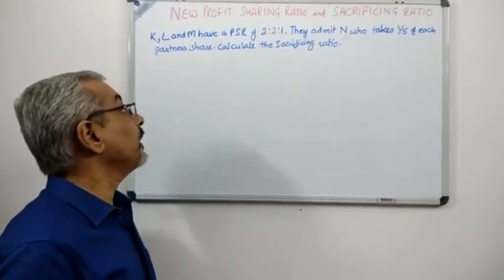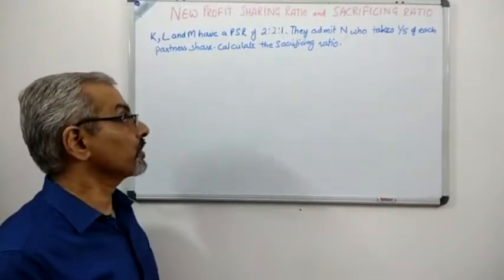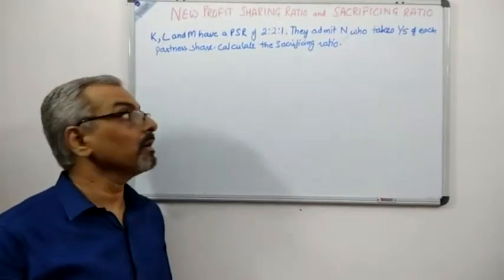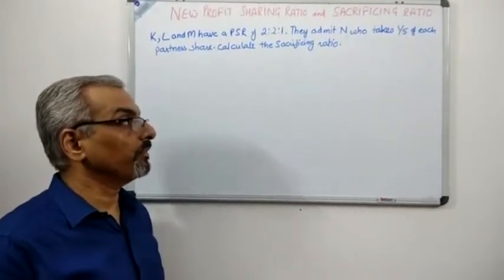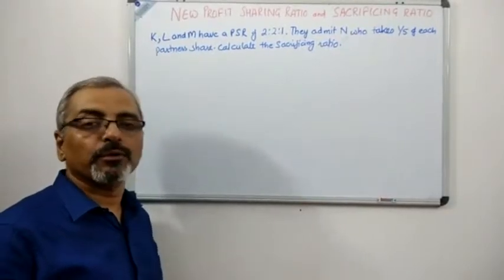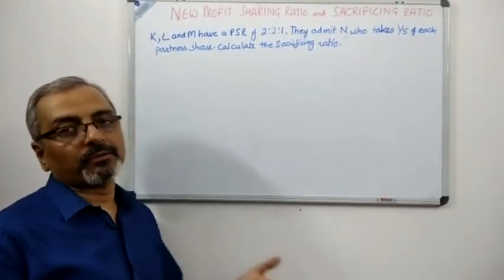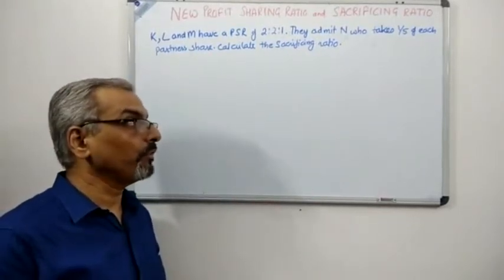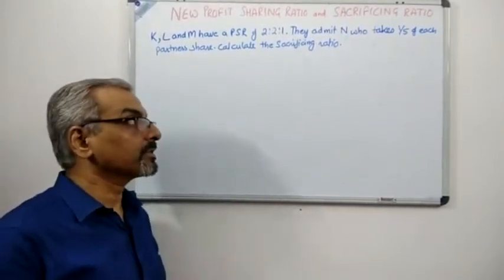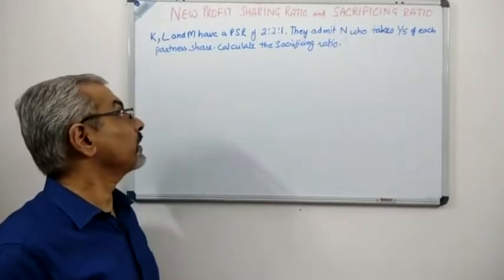Here you can see L, M and M have a profit sharing ratio of 2:2:1, and they have admitted N as a new partner who takes 1/5 of. In the previous sum we had used the concept of from, that we have done a direct subtraction, and here we are using the concept of of. And you can see that N has taken 1/5 of each partner's share.